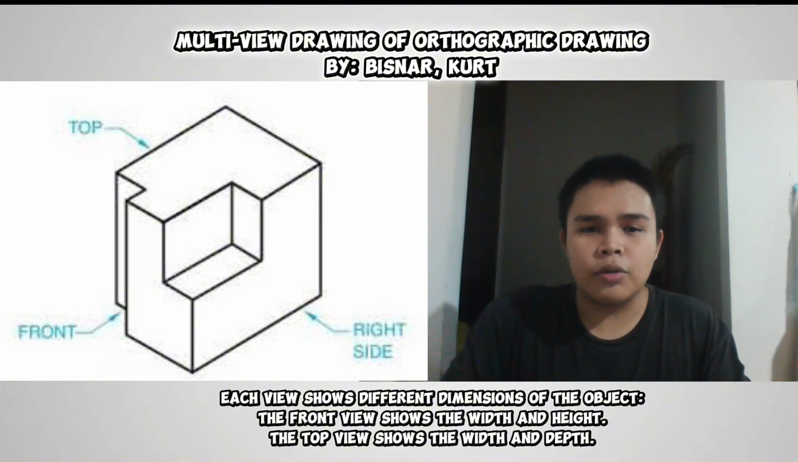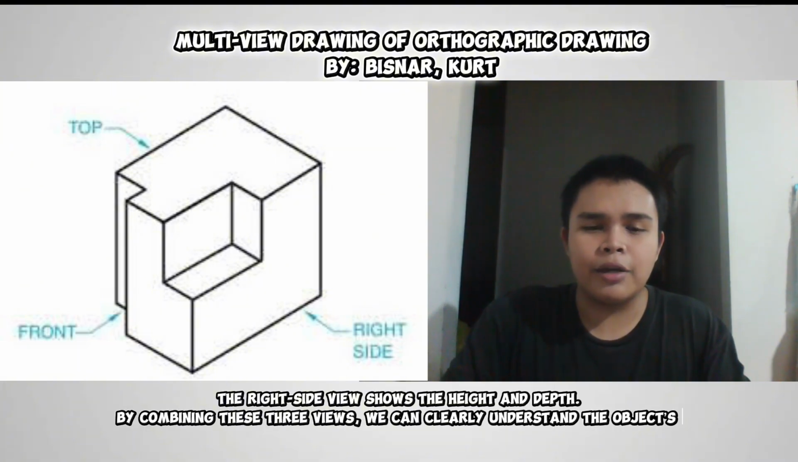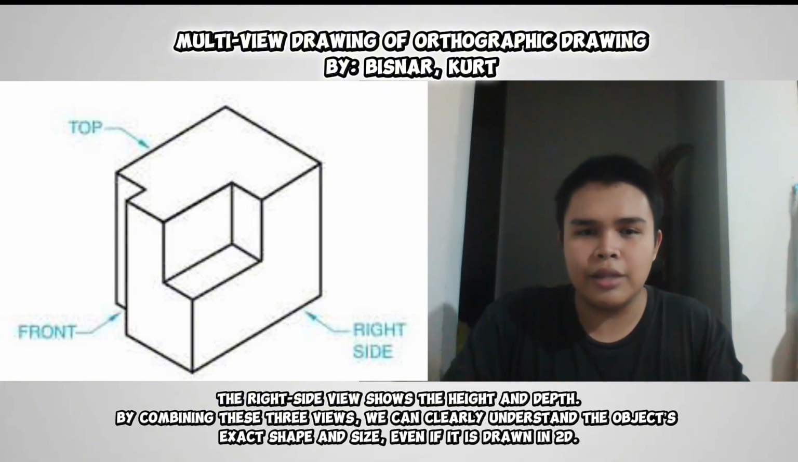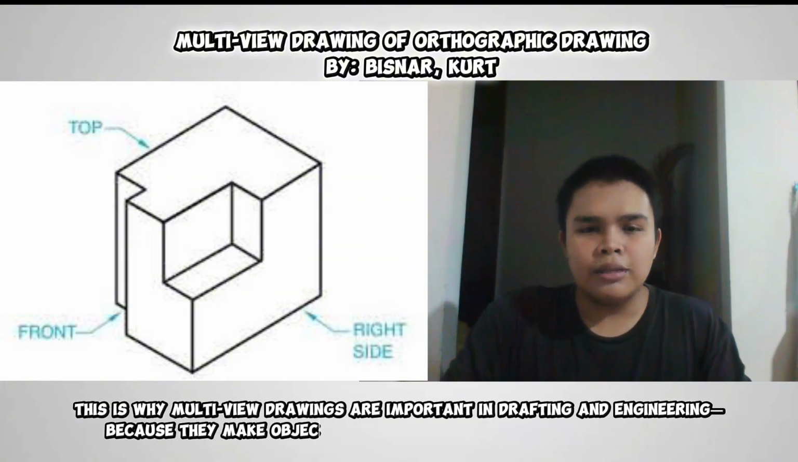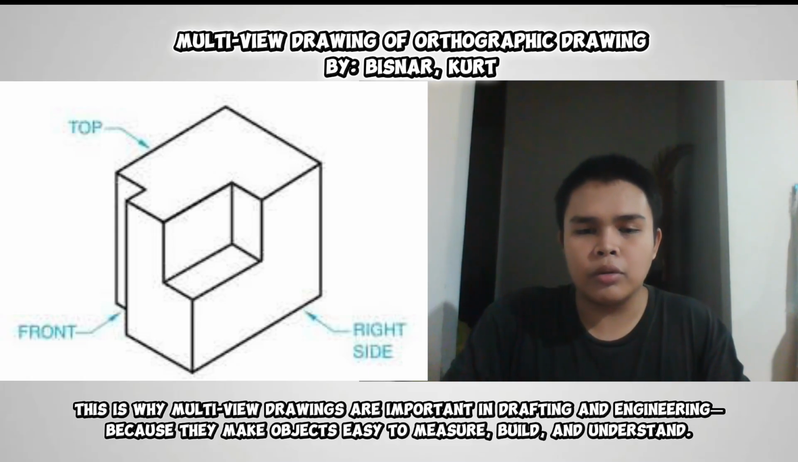The front view shows the width and height. The top view shows the width and depth. The right side view shows the height and depth. By combining these three views, we can clearly understand the object's exact shape and size, even if it is drawn in 2D. This is why multi-view drawings are important in drafting and engineering, because they make objects easy to measure, build, and understand.